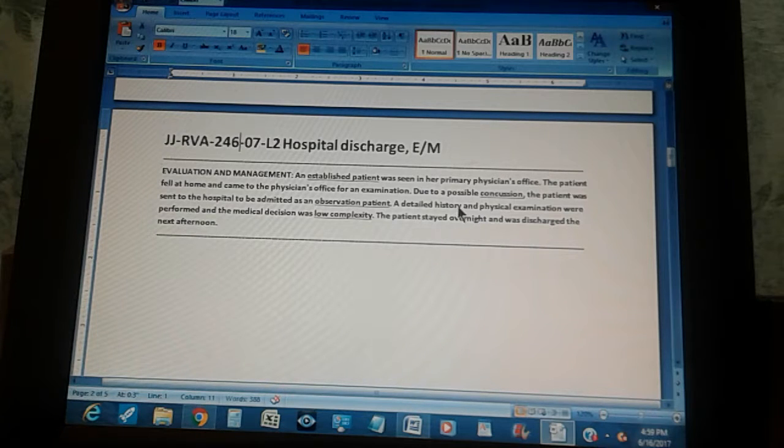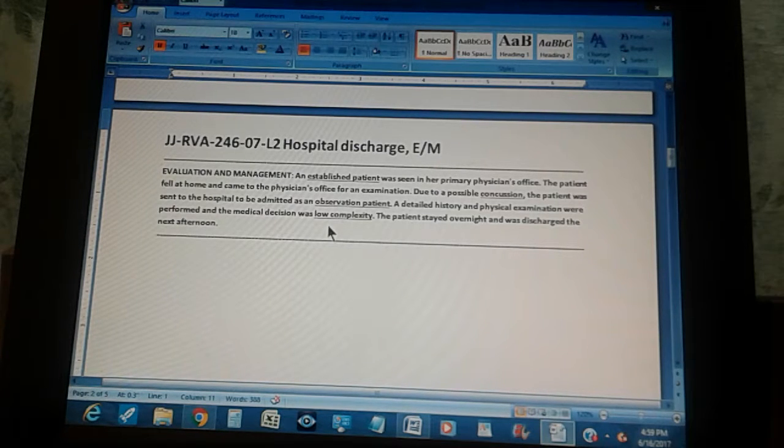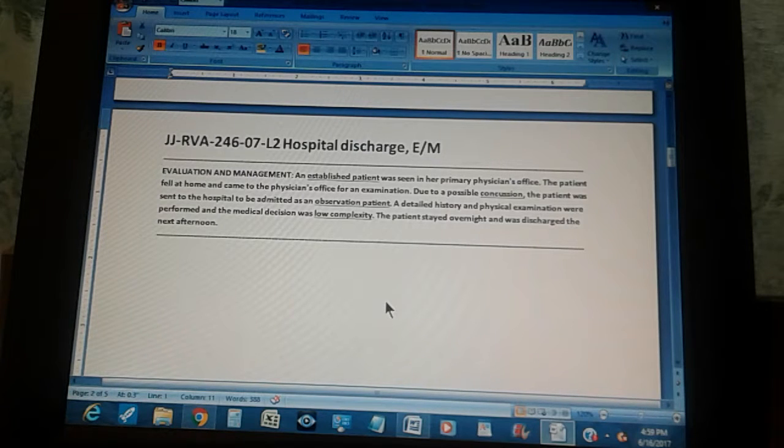Note that word, detailed. Physical examination were performed, and the medical decision was low complexity. That's another keyword, medical decision, low complexity. The patient stayed overnight and was discharged the next afternoon. So that is our problem. That's an E&M problem. And now we are going to count to 3, so you can pause the video and give us the CPT code or codes for this problem.